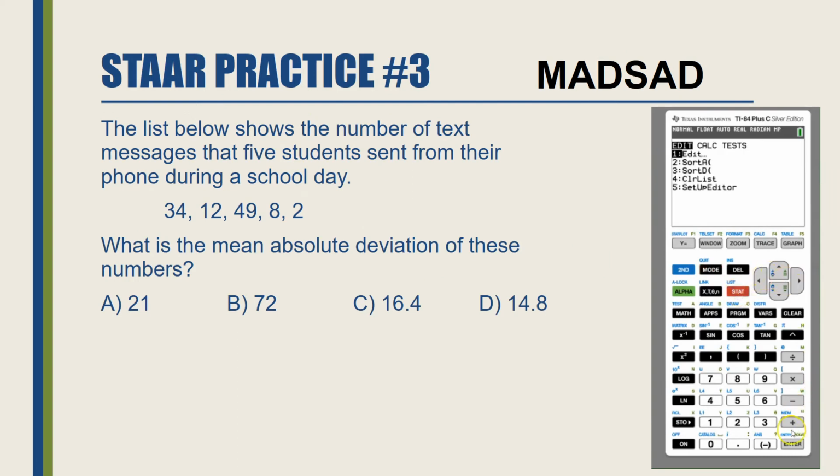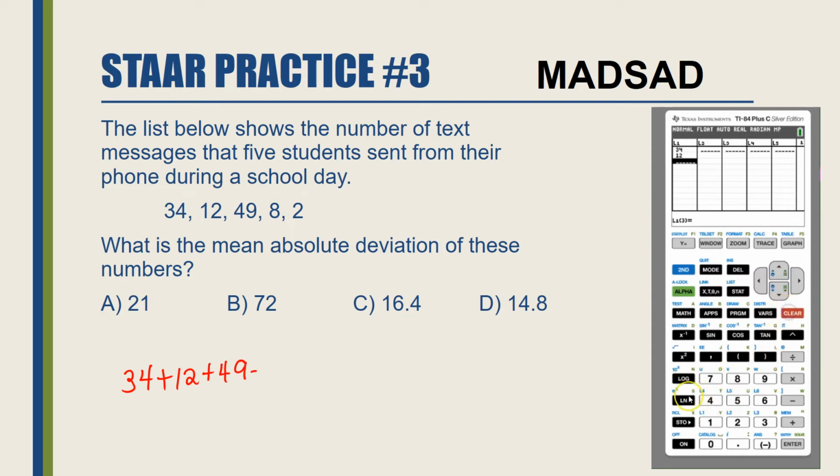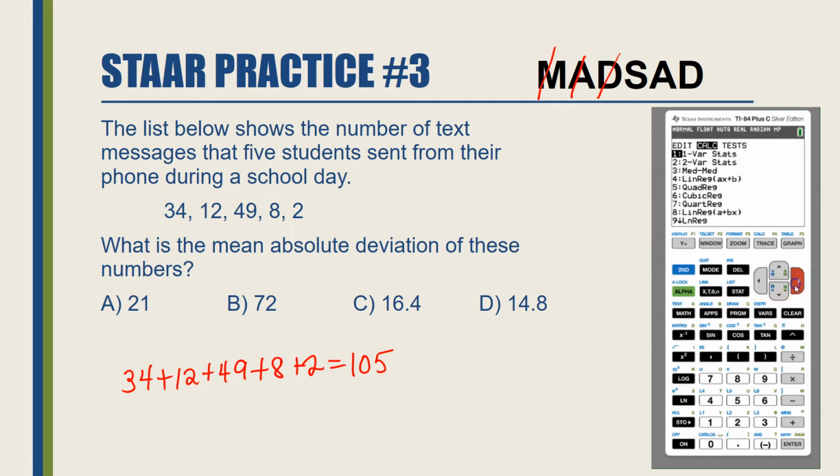All right, the list below shows the number of text messages the 5 students sent from their phone during the school day. What is the mean absolute deviation of these numbers? So remember, we're going to do our math SAD. So 34 plus 12 plus 49 plus 8 plus 2. Remember, we're going to add those numbers together, which is 105. After we add, we're going to divide by a total of 5 numbers. And my mean is now going to be 21.